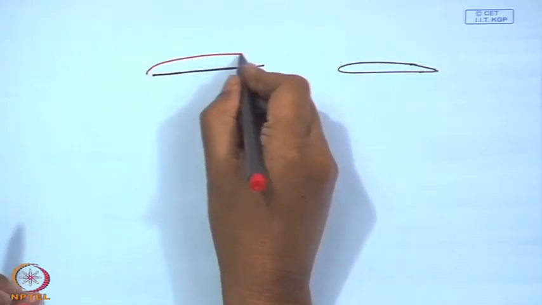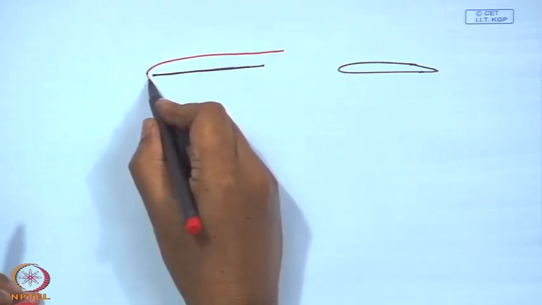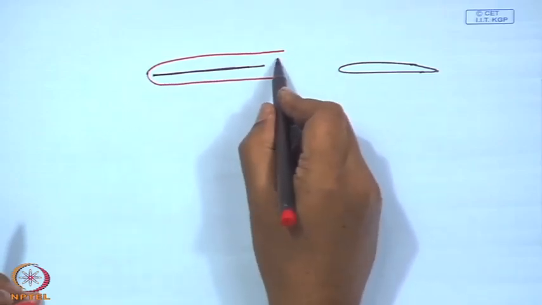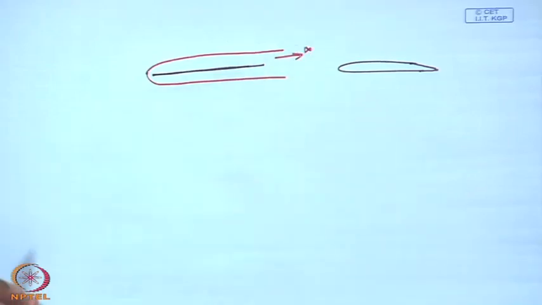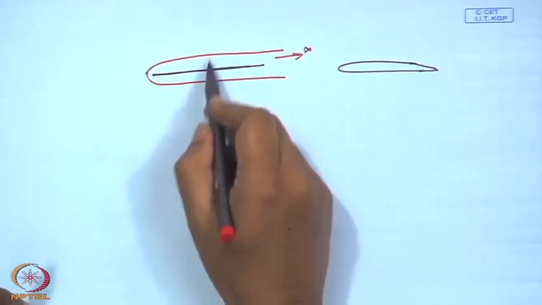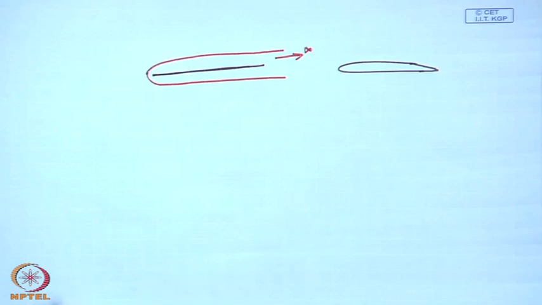However, if the convection and diffusion are of the same order, then the spreading will be much larger. So, let us say this is extending to infinity. Only in this part will the vorticity remain confined because of the mutual action of convection and diffusion.